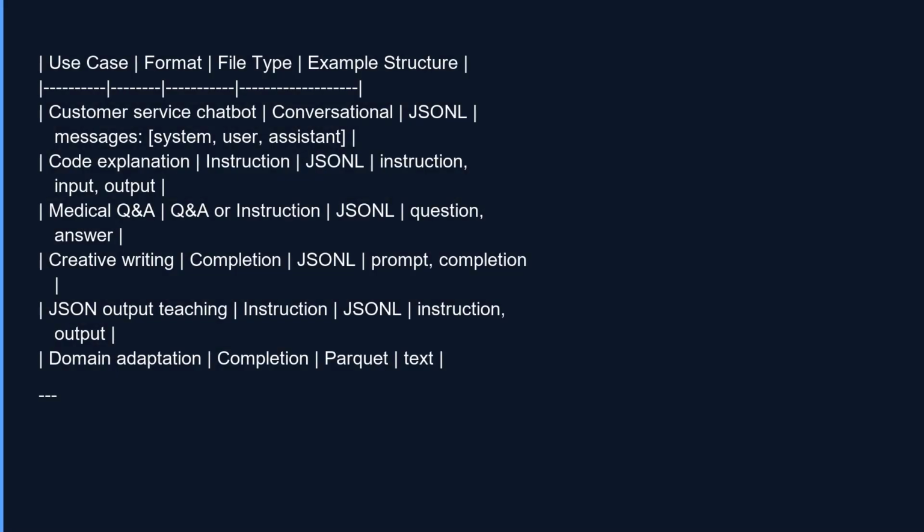Use case, format, file type, example structure. Customer service chatbot: conversational, JSONL, messages, system, user, assistant. Code explanation: instruction, JSONL, instruction, input, output. Medical Q&A: instruction, JSONL, question, answer. Creative writing: completion, JSONL, prompt, completion. JSON output teaching: instruction, JSONL, instruction, output. Domain adaptation: completion, Parquet, text.